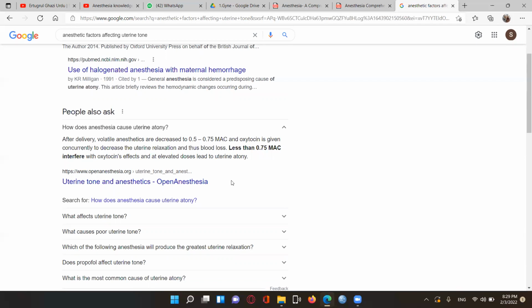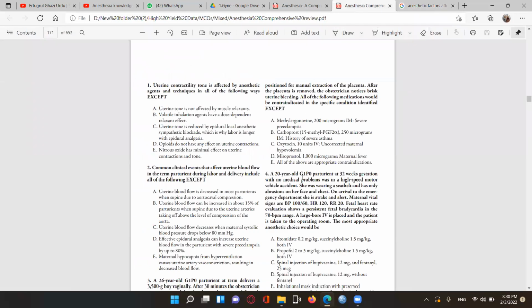Okay, and what about factors if we add to uterine tone, uterine blood flow? What are the factors which will affect the uterine blood flow? Sir, definitely hypotension will affect the uterine blood flow, and position of the patient, supine position, there will be a decrease in blood flow to the uterus.